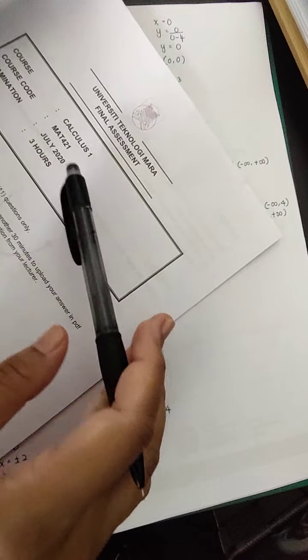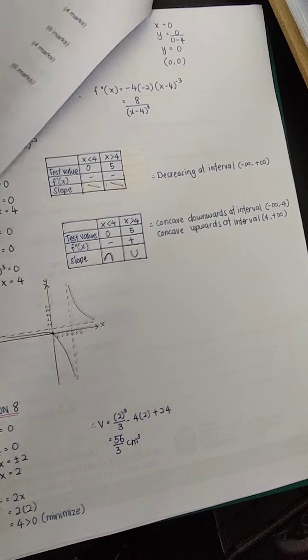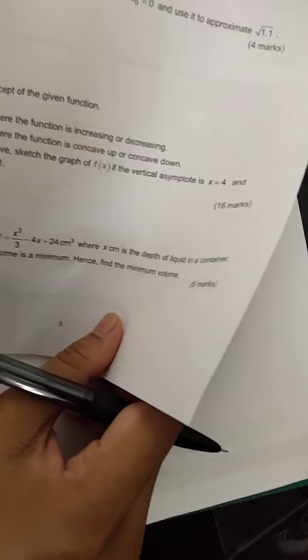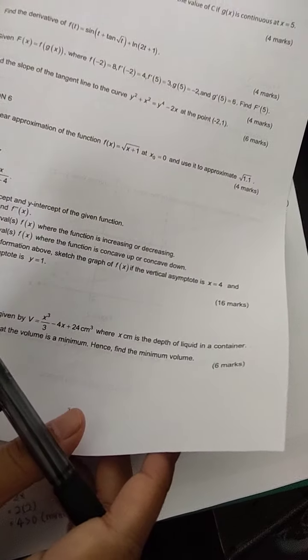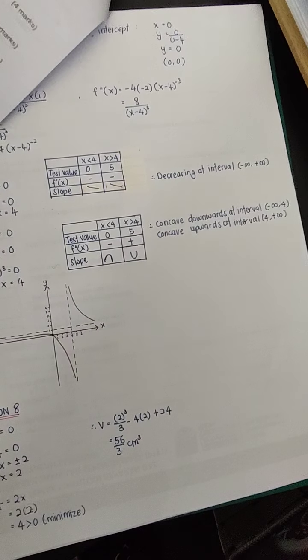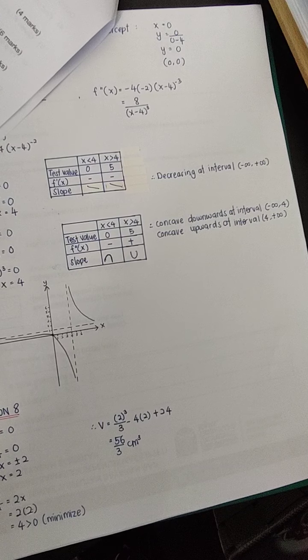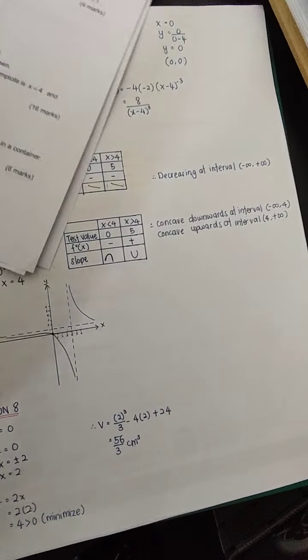Based on July 2020. So the topics of chapter 3 and chapter 4, if we look at July 2020, start from question number 7, 8, 9 and then 10. Okay. So kita start dengan question number 7.